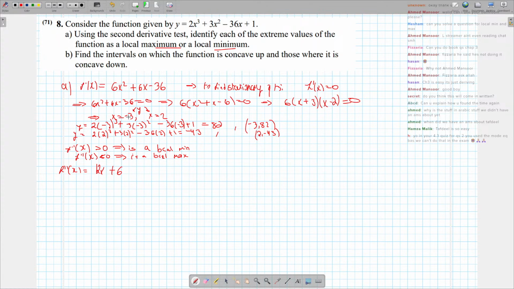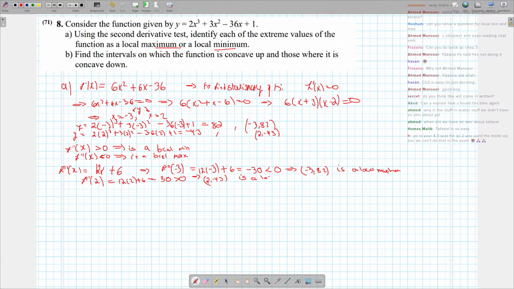Let's substitute now. x equals minus 3. f prime of minus 3, what is it equal to? 12 times minus 3 plus 6, which is equal to minus 30, which is less than 0. Hence, minus 3, comma 82 is a local maximum. How about f prime of 2? It's going to be equal to 12 times 2 plus 6, which is equal to 30, which is greater than 0. That means 2, comma minus 43 is a local minimum.